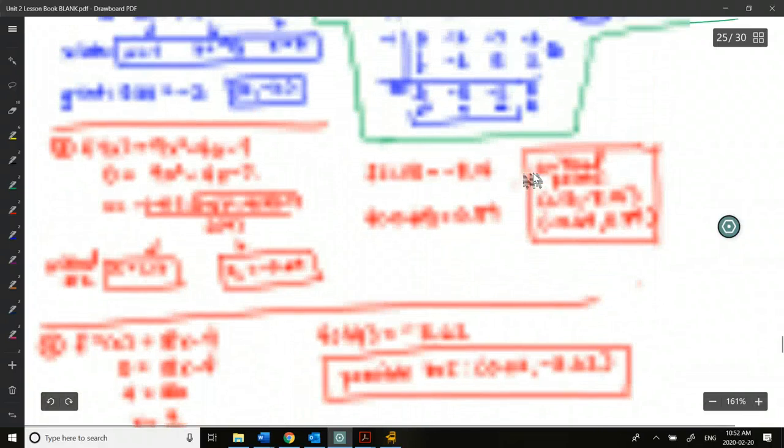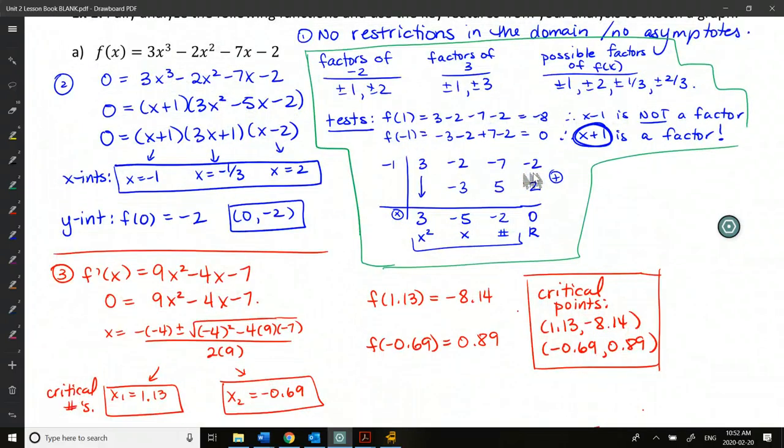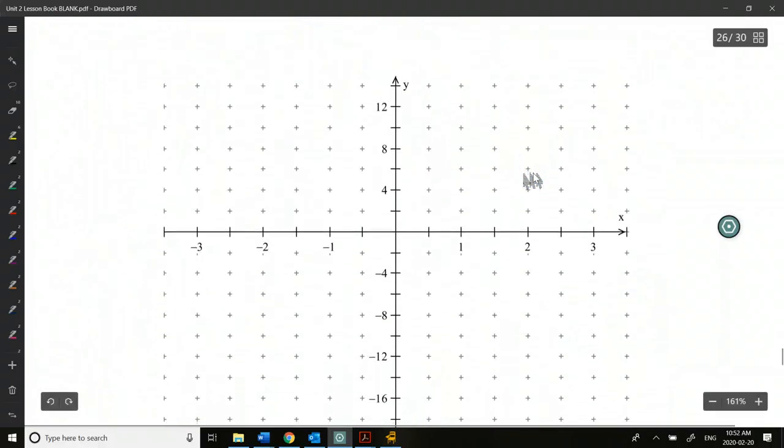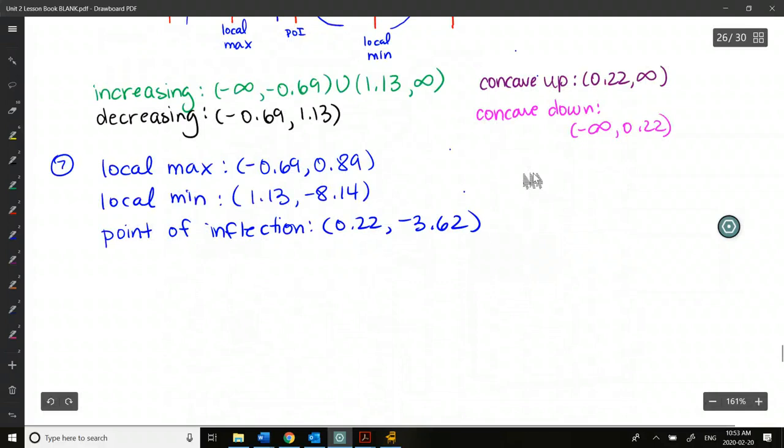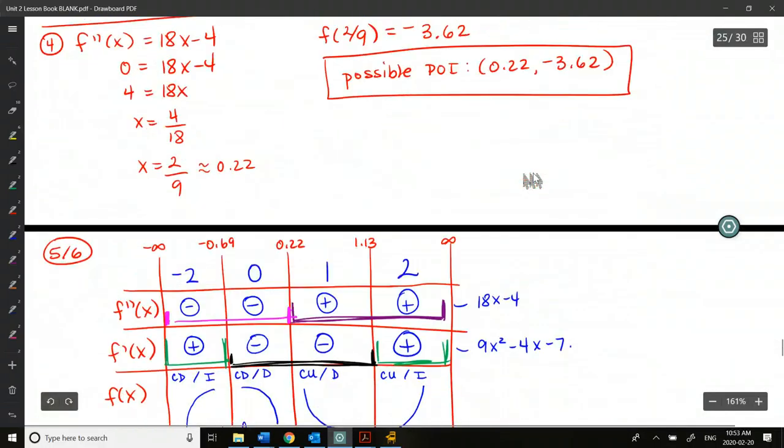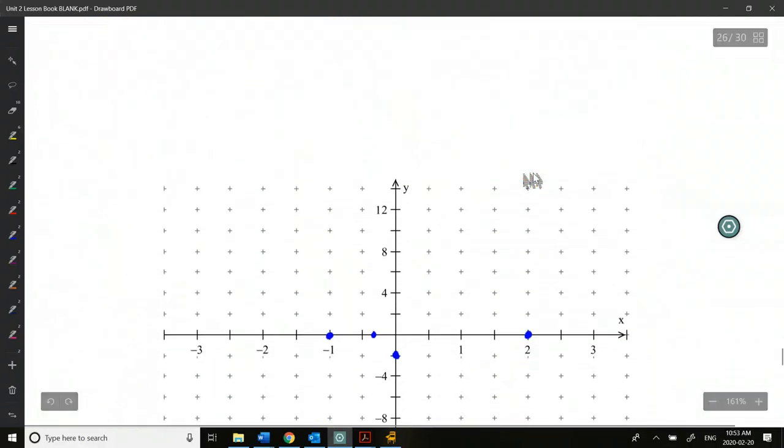X-intercepts, let's slide back up here. Our x-intercepts are -1, 2, and -1/3. So graph those. Y-intercept was -2. Is that right? Okay. And then you're going to plot your local max and local min.